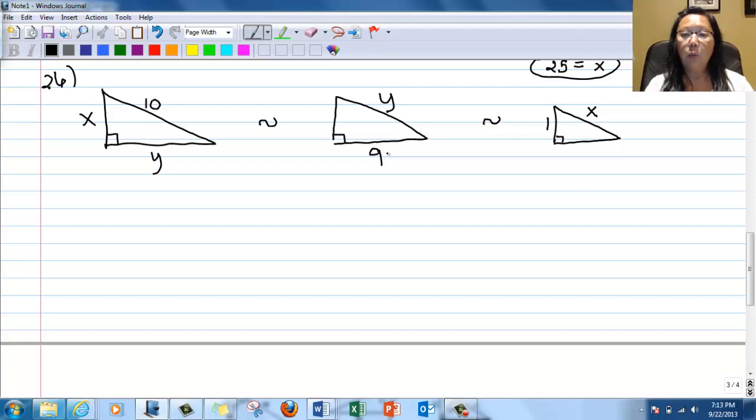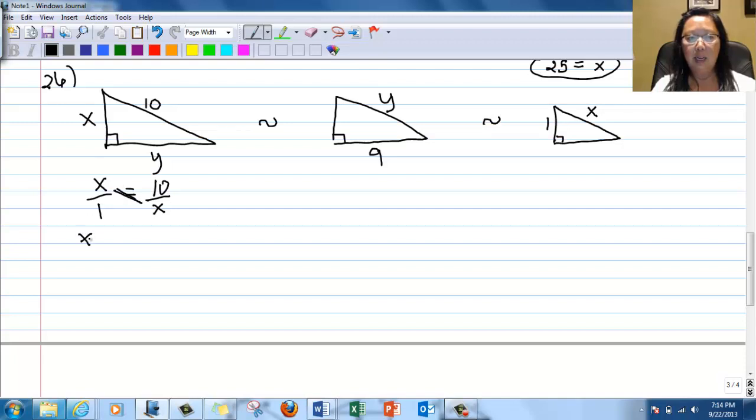All right, so now we have a decision to make. Solve for X first or solve for Y first? I'm thinking, why not solve for X first, okay? Well, which 2 triangles have X? These 2 right here. So the only 2 I get to work with, because this one doesn't have X, all right? So I'm going to match up, this edge goes with that edge, and then this one goes with the hypotenuse. So X over 1, and then 10 over X, okay, with an equal sign.